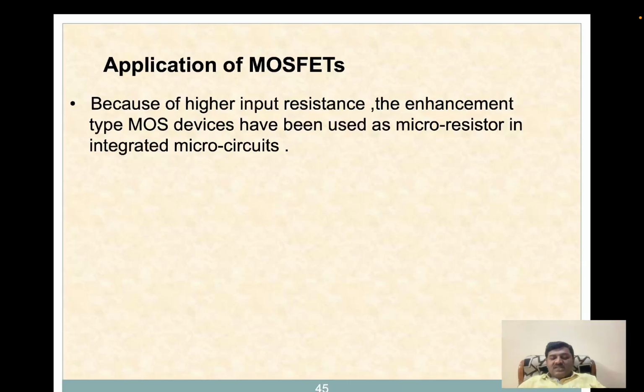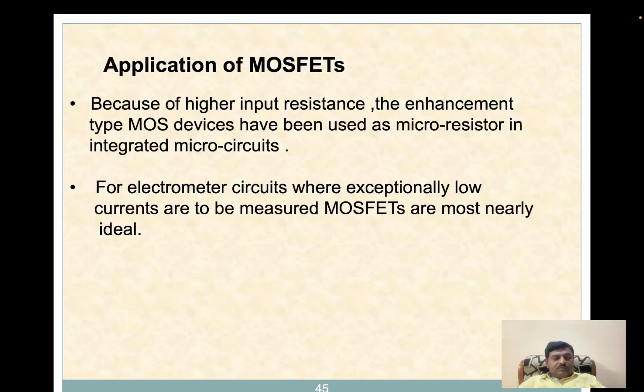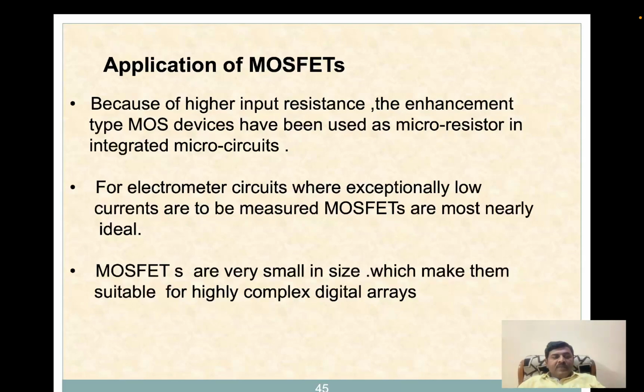Coming to the applications of MOSFETs, because of higher input impedance, it can be used as a resistor in integrated circuits. If you want to measure very low currents, we use an electrometer, which is used to measure low currents, and MOSFETs can be used there. MOSFETs are very small in size, which makes them suitable for highly complex digital arrays.